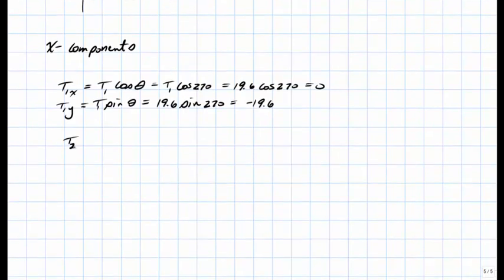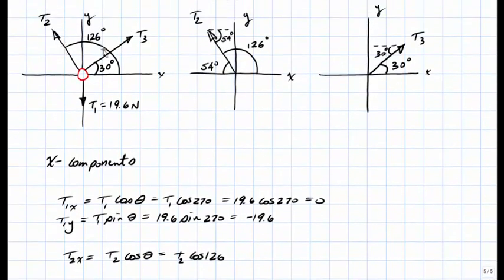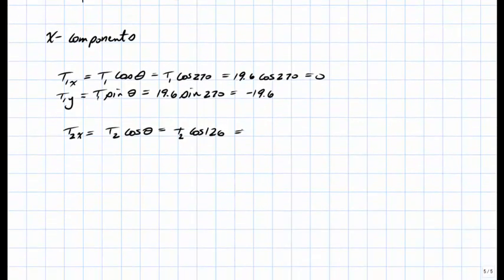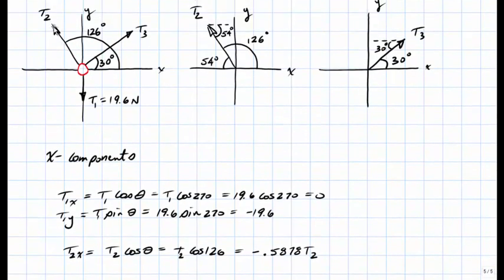T2 sub x will just equal T2 times the cosine of the associated angle. That equals T2 times the cosine of 126. Let's just double check that. Yes, T2 has an angle of 126 degrees. That's the angle we'll use. And if we enter the cosine of 126 into our calculators, the result is negative 0.5878 times T2. It's very important to include four significant figures so that we get an accurate solution to this problem. And by the way, note that T2x is negative. Why did that happen? It happened because T2 is pulling the ring into the negative direction along the x-axis. It's pulling it along negative x. That's why that component is negative.